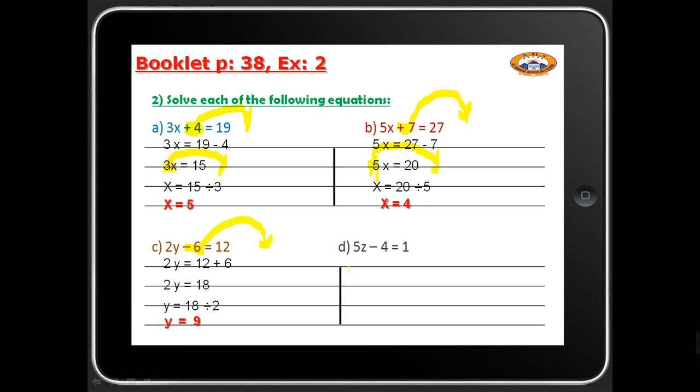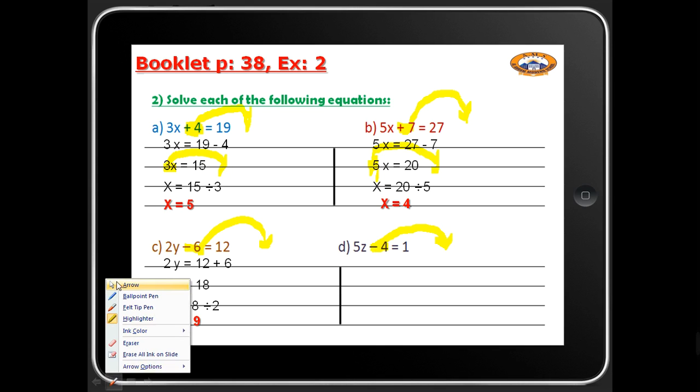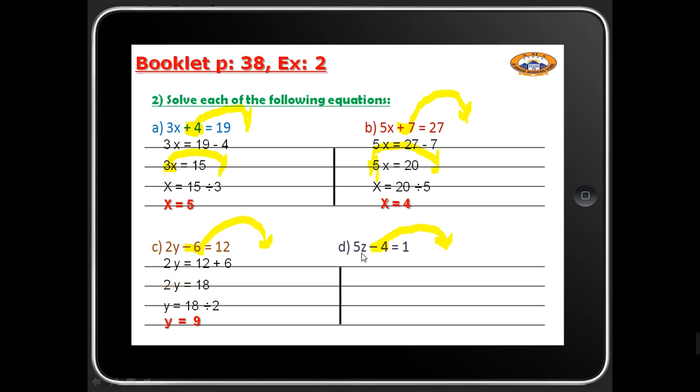5 times z minus 4 equal 1. So we have two numbers, 5 times z and minus 4. The far one is minus 4. Move it to the other part of the equation, and it is minus. So when we move it, excellent, we're going to change it to add. So the first thing, I'm going to write 5z. Don't forget to write 5z, because 5 is still playing with us in the equation. So 5z equal, yes, 1 plus 4, because we moved the 4 to the other part of the equation. So 5z equal 1 plus 4, it will give me 5.